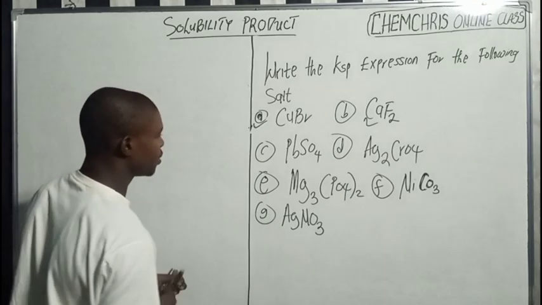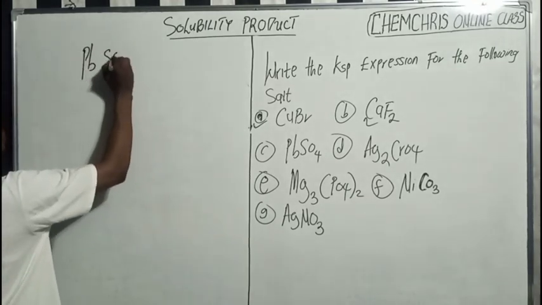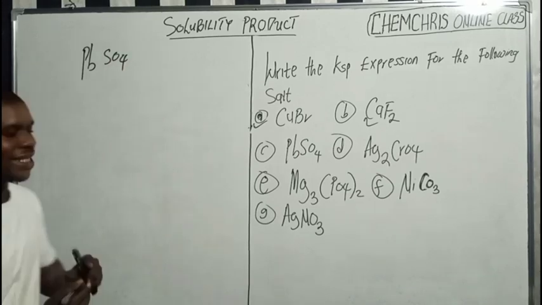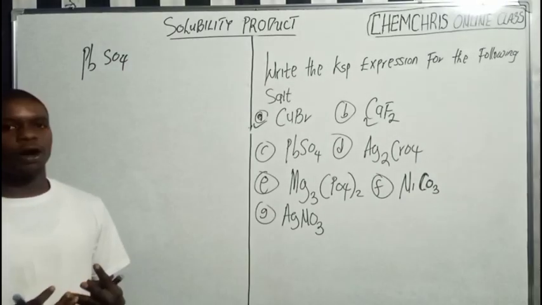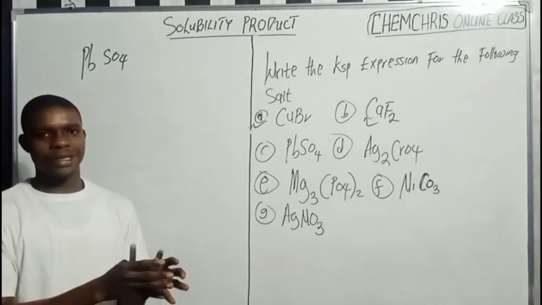Look at what the C. So here we have lead phosphate. Now that is why you must be conversant with polyatomic ions.